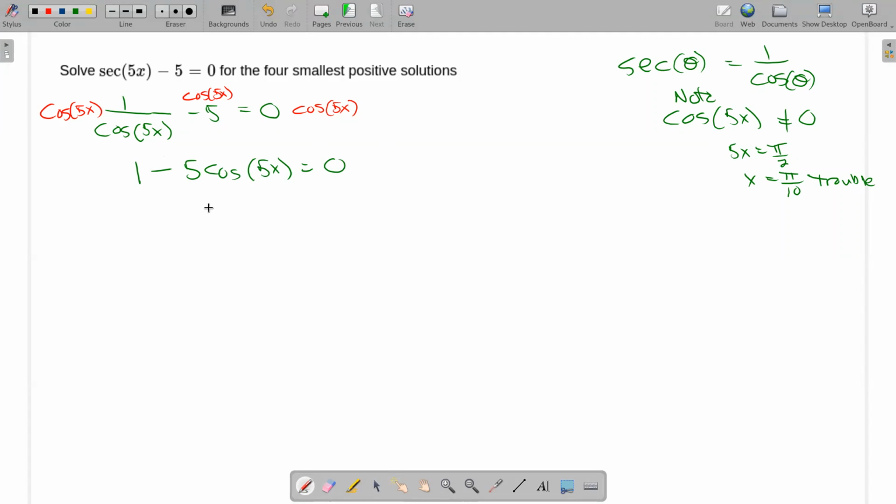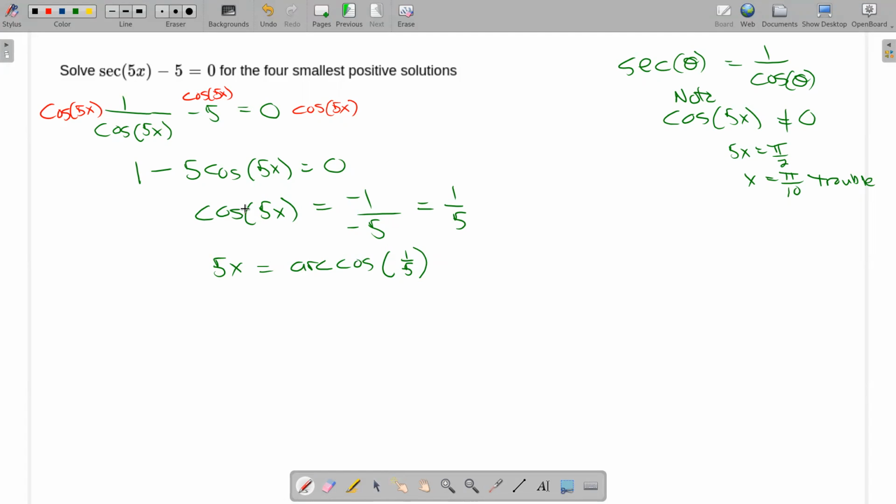I would subtract the 1 over and then divide by -5. So cosine of 5x, set to subtract the 1 over, divide by -5. So it was 1/5. And then, so one solution would be applying the arc cosine. So 5x is equal to the arc cosine of 1/5.